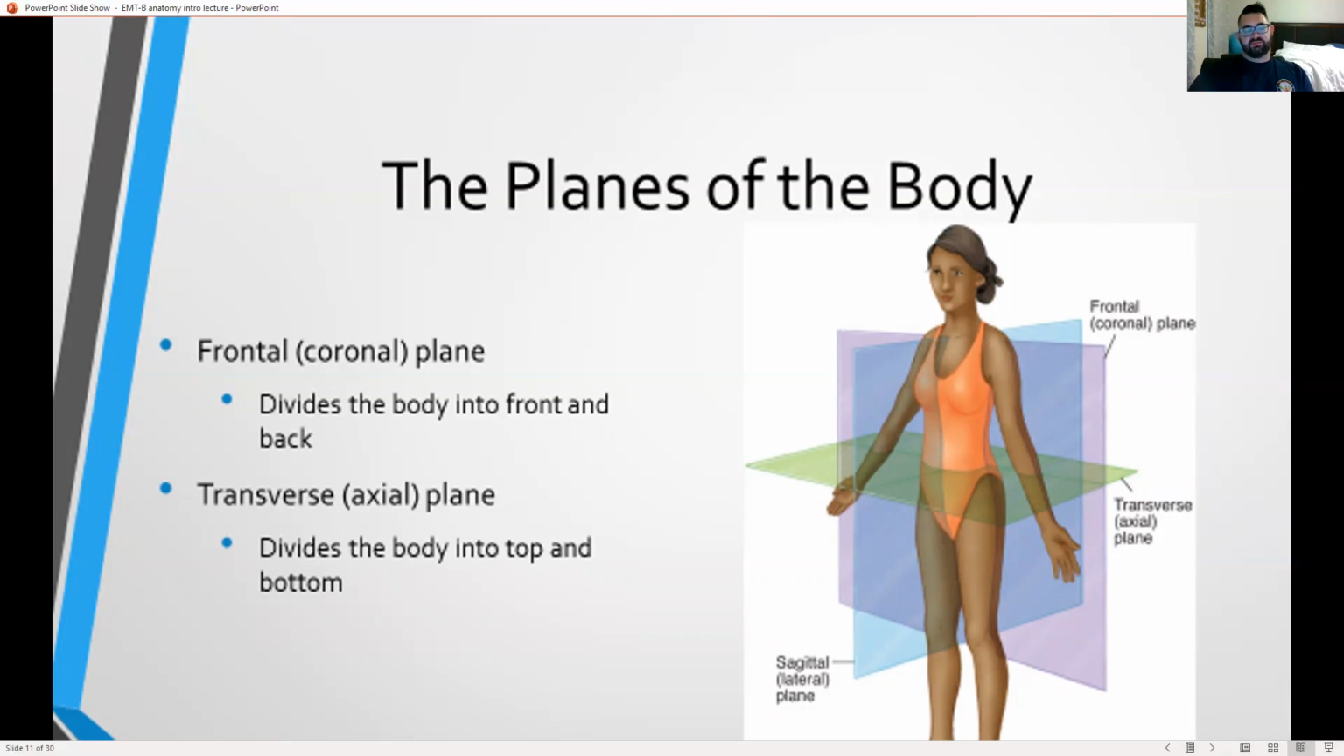Frontal, or coronal, plane divides the body into front and back. Front and back, that's how you remember it. The transverse, or the axial plane, divides the body into top and bottom, so from the midsection up and the legs down. Everybody's got that so far?